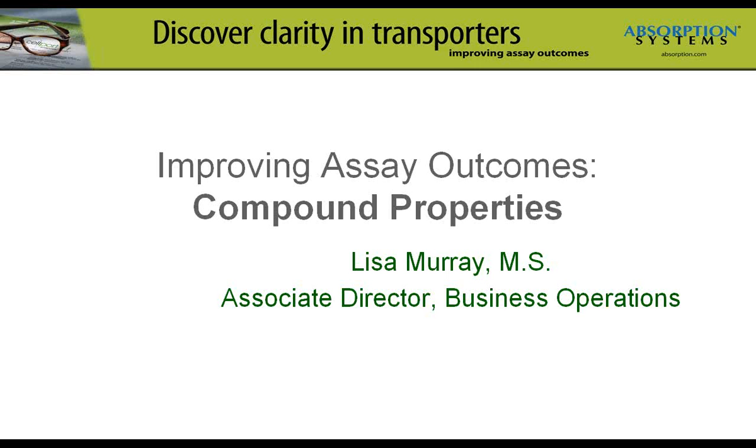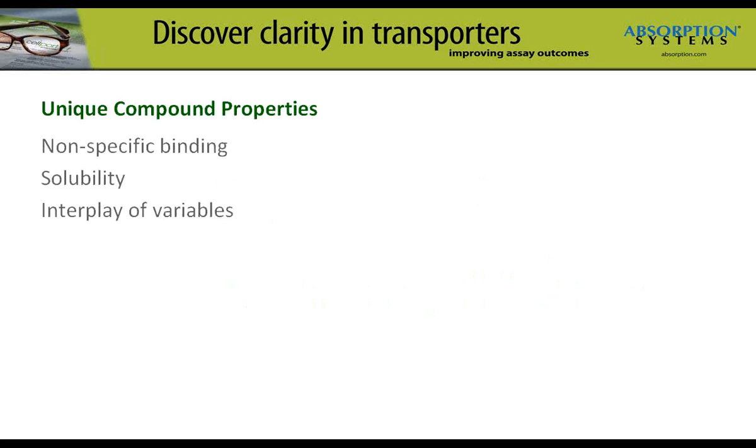And now I'll be speaking about improving assay outcomes, specifically in regard to unique compound properties and how they should be considered for in vitro transporter investigations. I'll also be discussing the interplay of different experimental variables and how it is important to maintain balance when these variables are modified. The unique compound properties that we'll be discussing are nonspecific binding, solubility, and the interplay of these two.